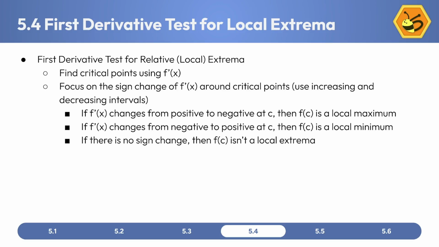What the first derivative test tells us is that if at a certain point the derivative changes from positive to negative, so from increasing to decreasing, then we have a local max. On the other hand, if it changes from negative to positive, which means decreasing to increasing, then we have a local minimum. And if there's no sign change, then we don't have a local extrema. Hopefully this makes sense.